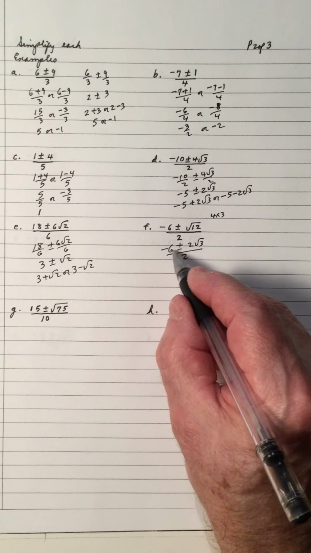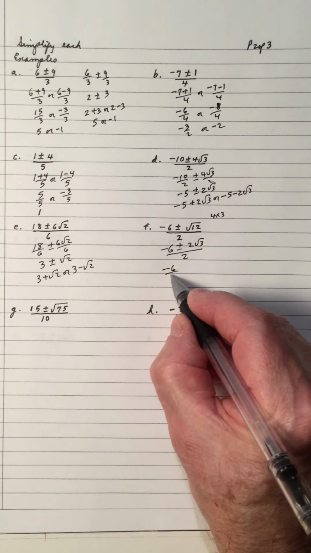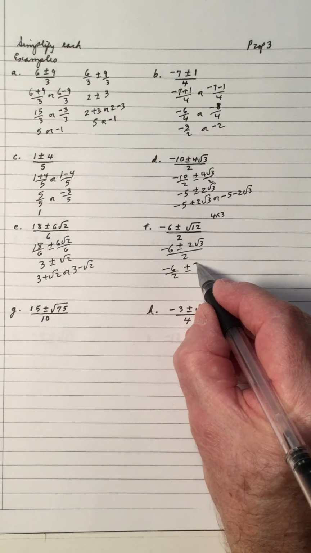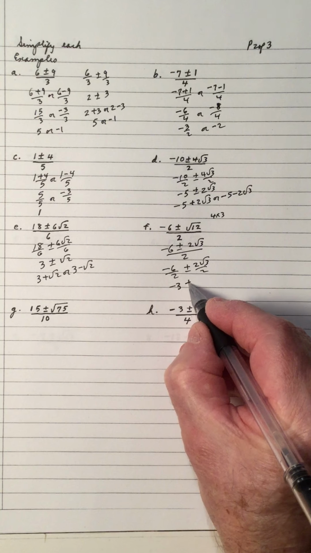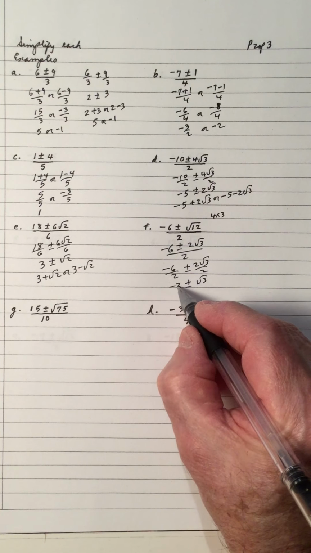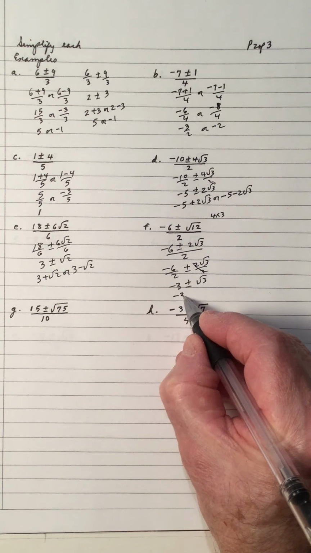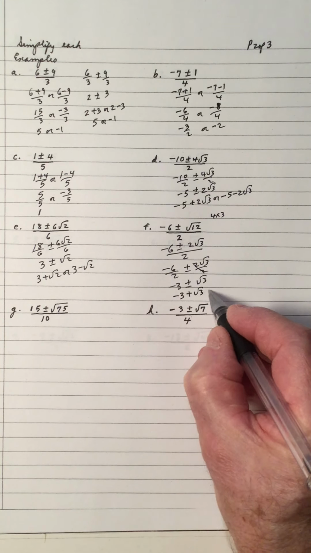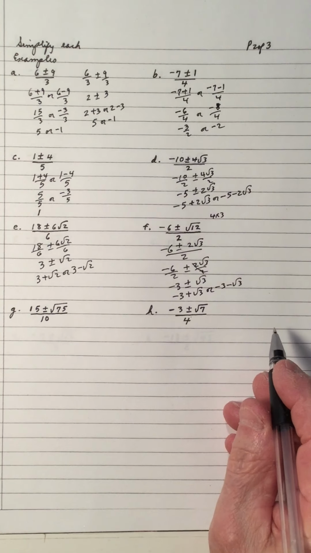Now, can I add and subtract these? No, because they're not like terms. So this is negative 6 divided by 2 plus or minus 2 root 3 divided by 2. That's negative 3 plus or minus root 3. Negative 6 divided by 2 is negative 3. The 2's cancel, we'll get root 3. So the two answers are negative 3 plus root 3, or negative 3 minus root 3.